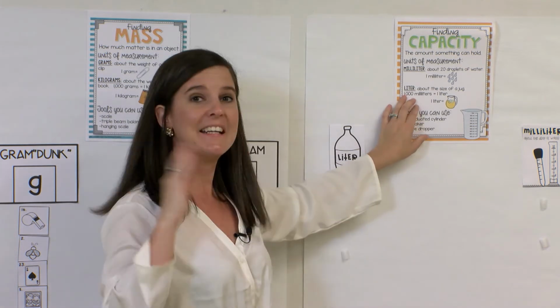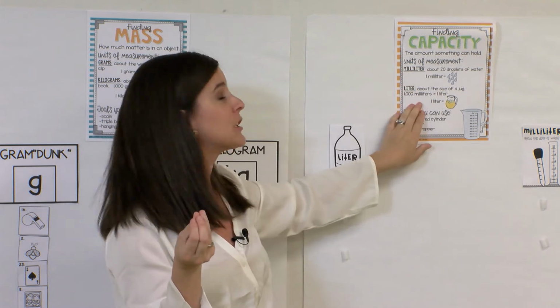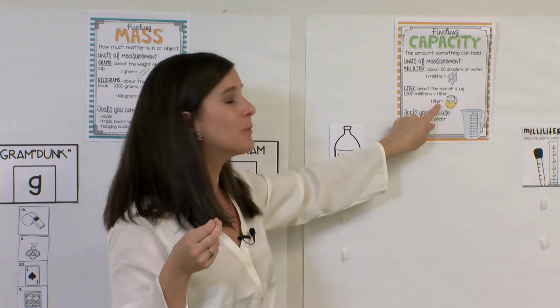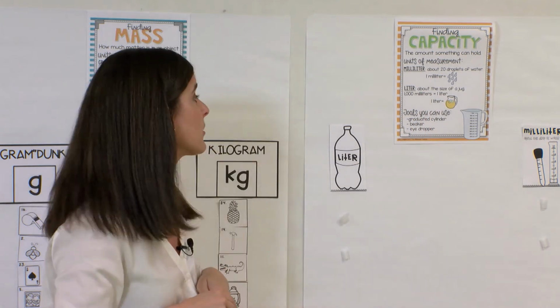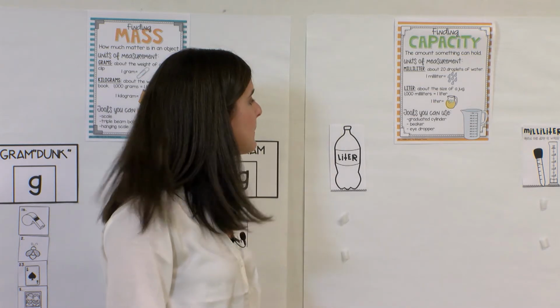Okay, so it's kind of easy to remember they're both 1,000 of the smaller unit to reach the larger unit. So that'll help you to remember that, okay? So a liter is 1,000 milliliters. Picture like a pitcher of lemonade, right? That's pretty easy to picture, okay?